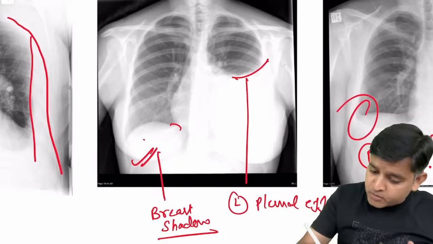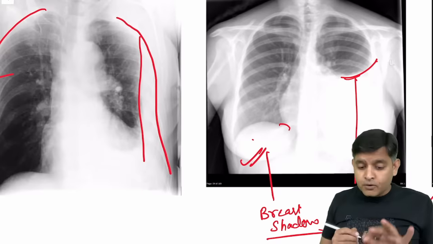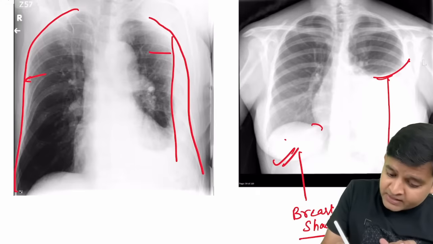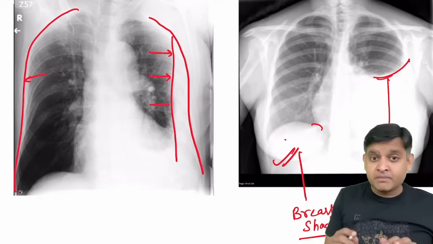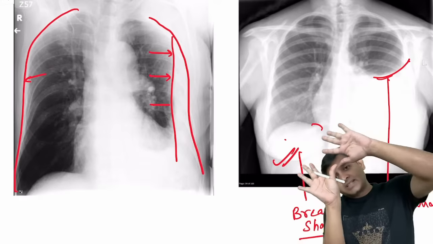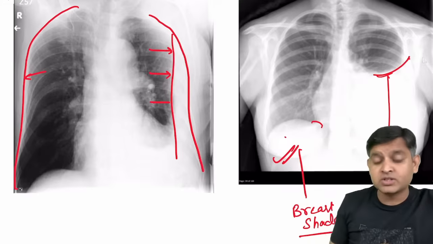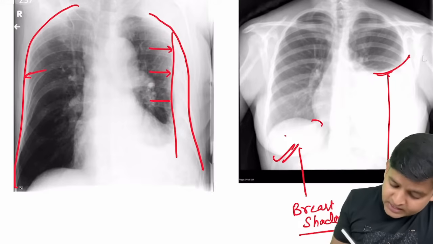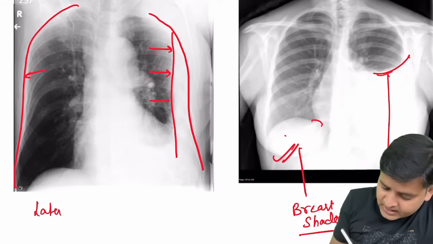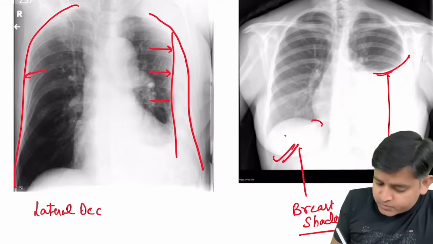In a pleural effusion, it forms a meniscus sign. The fluid is going up like this because the gravity is acting in this direction. And that means this X-ray is not erect. This X-ray is taken in this position. And when the X-ray is taken in this position, what is this called as? This is called as lateral decubitus view.